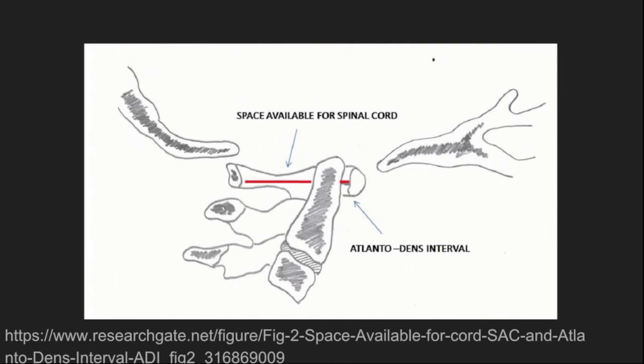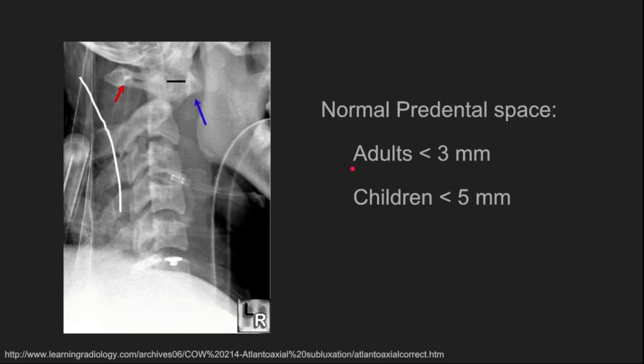Irregularities of the predental space can also be seen in the lateral view. This space spans the distance between the anterior odontoid and the anterior aspect of the ring of C1. Increased distance here signifies disruption of the transverse ligament that holds the odontoid process against C1. This may accompany instability at the level of C1, such as in atlantoaxial dislocation or in a Jefferson fracture. The space should not exceed 3 millimeters in adults or 5 millimeters in children.